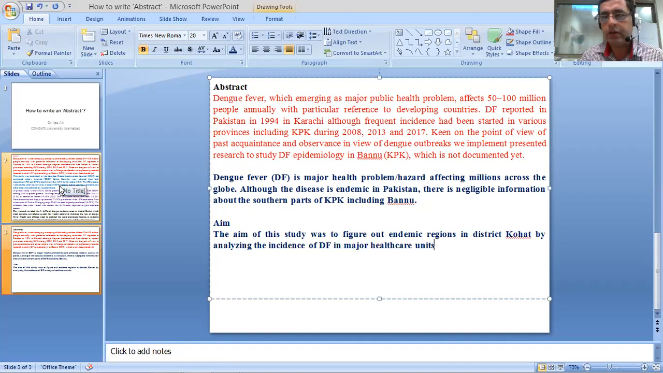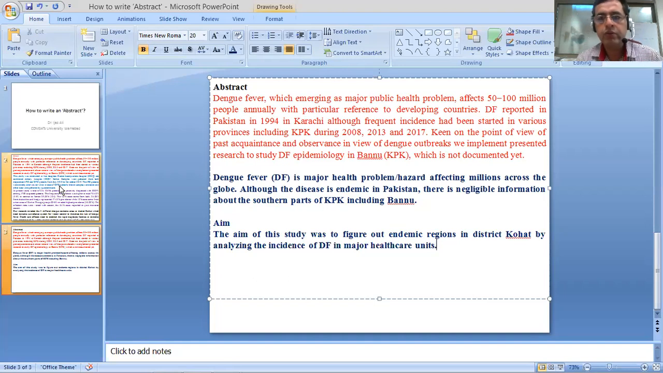Where are you going to do this particular study? This is district Kohar, and how you are going to do this particular study or to achieve your objective or aim is by analyzing the incidence of dengue fever in major healthcare units. What are the healthcare units? The healthcare units are the hospitals. So it means that you would collect some samples or data from the hospitals. You would look for the incidence of the disease in the hospitals.